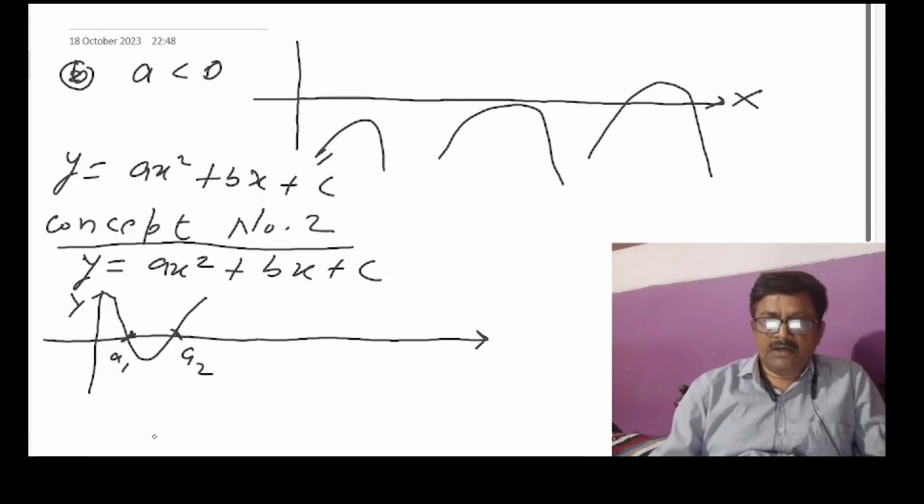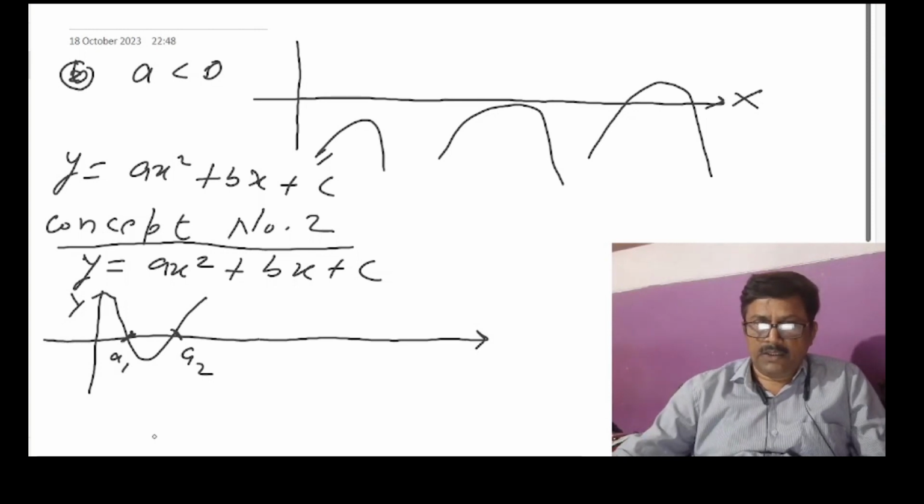So this is the meaning. If the graph is cutting the x-axis at 2 points, it means there are two roots of this equation. At these 2 points, this quadratic will be 0, this equation will be 0. Okay. Now I come to the second one.